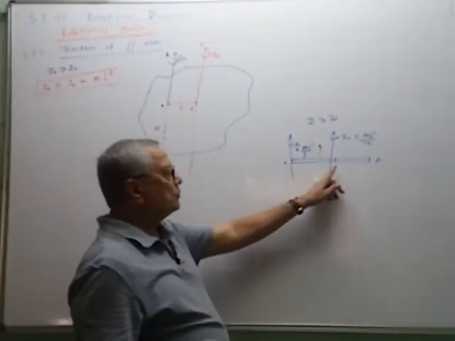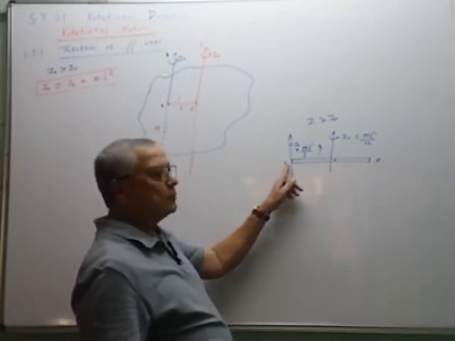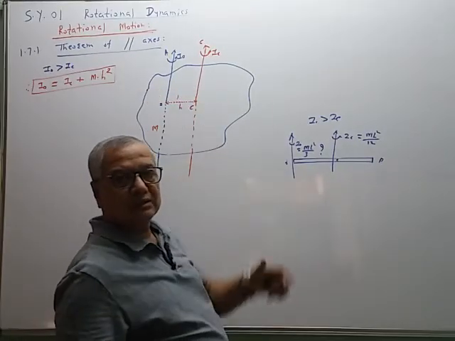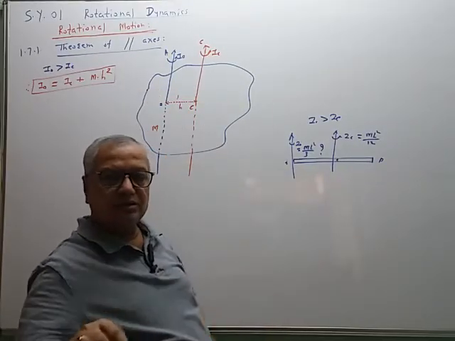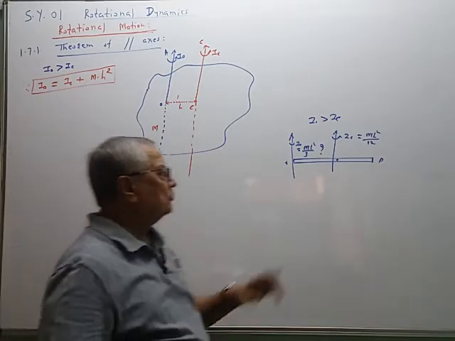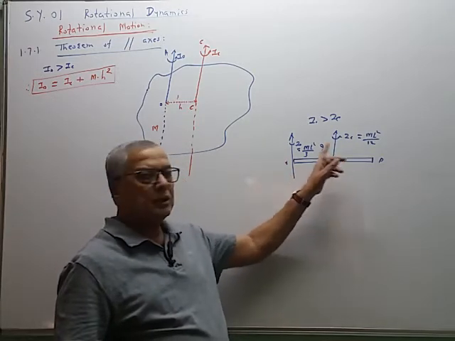So if we know the moment of inertia about this axis of symmetry, then we can find the moment of inertia about this axis by using this parallel axis theorem. So when we move the axis away from the center of mass, the moment of inertia increases.